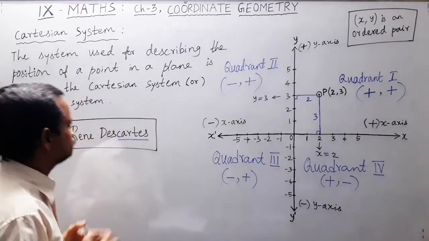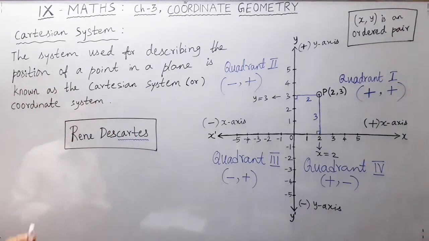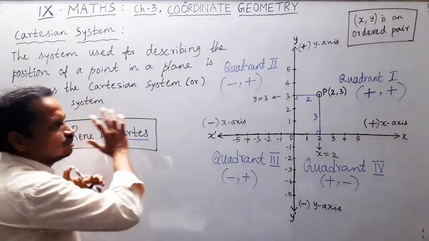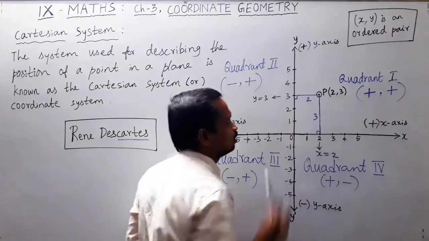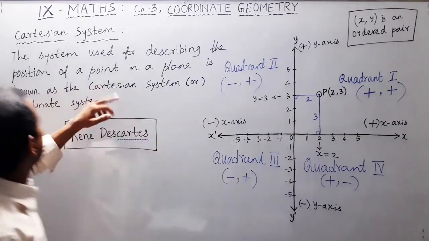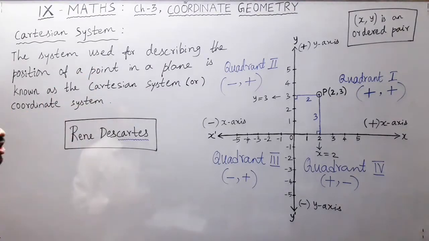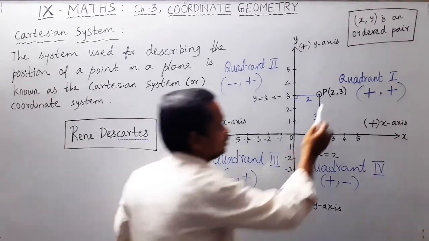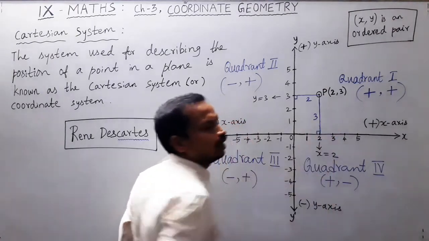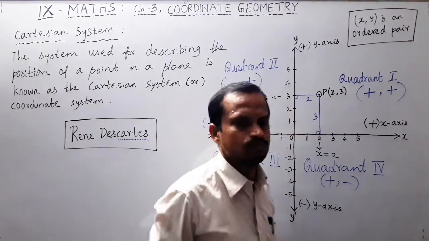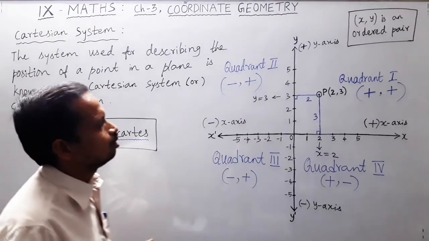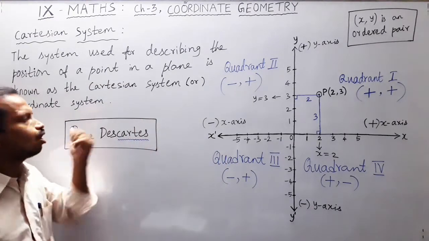Now, the Cartesian system. What is that? The system used for describing the position of a point in a plane. Just consider this as a plane, and you see (2, 3) is a point. To describe the position of a point in a plane, this system is used. That is called the Cartesian system or coordinate system. Each one is a coordinate. This is the x coordinate, and the next one is the y coordinate. This x comma y, I already told you that is the order. So coordinate system or Cartesian system.